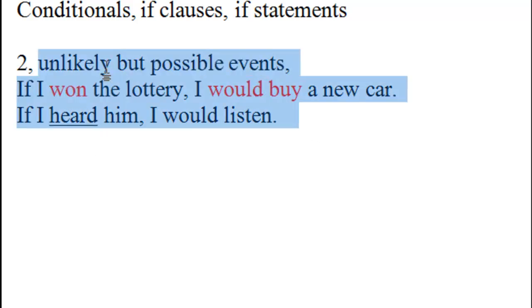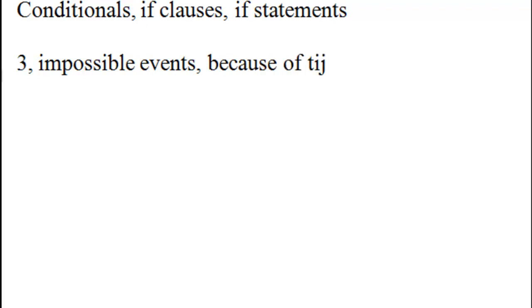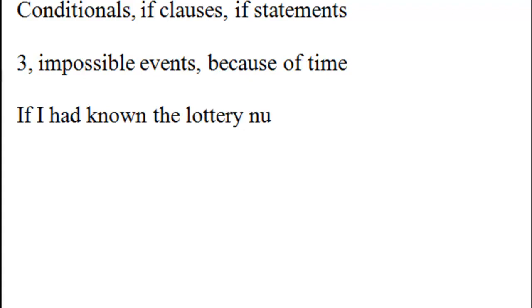Okay? And the last one, conditional number three. Okay? Conditional number three is for impossible events. And I'm not saying they're completely impossible, but it's impossible because of time. And what do I mean by that? It means something passed. Something happened already, so you can't do anything about it. So I'll give you an example. If I had known the lottery numbers, I would have won.